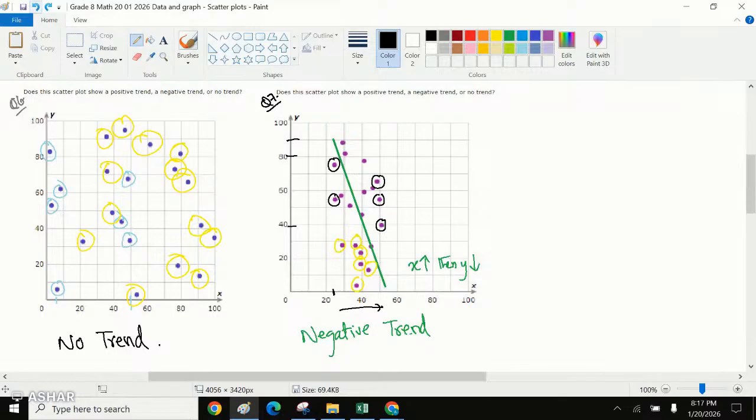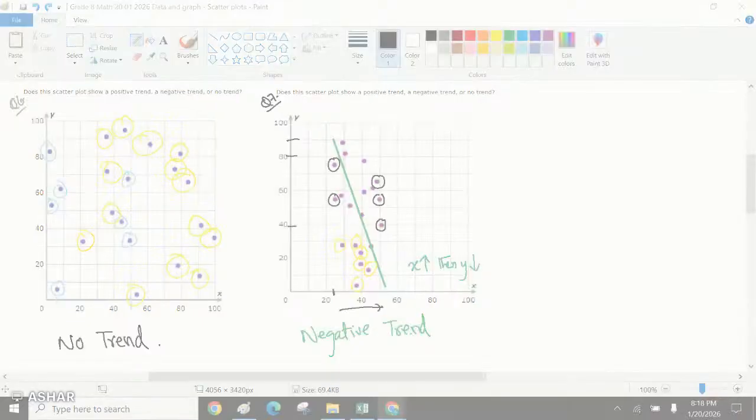Either this is a negative slope, positive slope, or randomly separated throughout the grid, right? So this means in question number 7, it is a negative trend. That means if one variable is increasing, the other variable is decreasing. Okay, good. Let's try another.